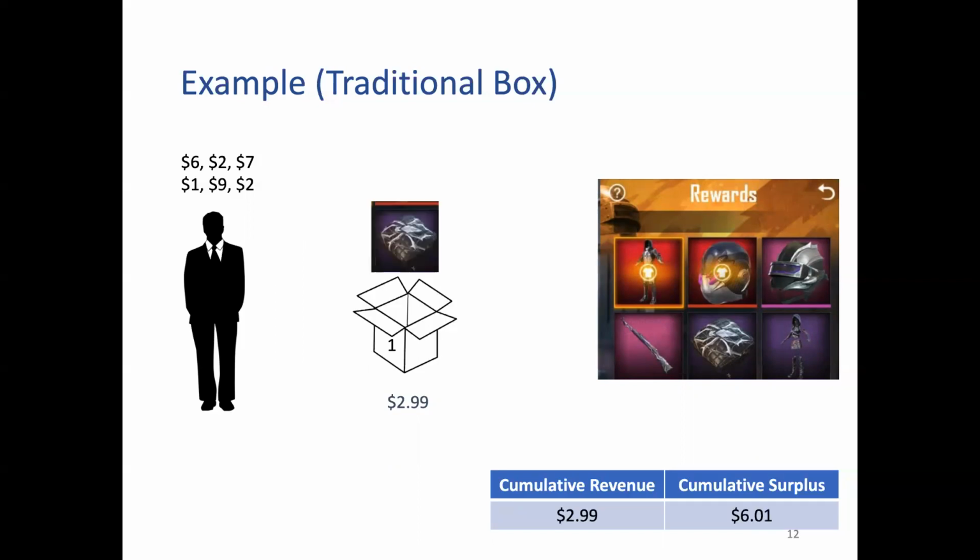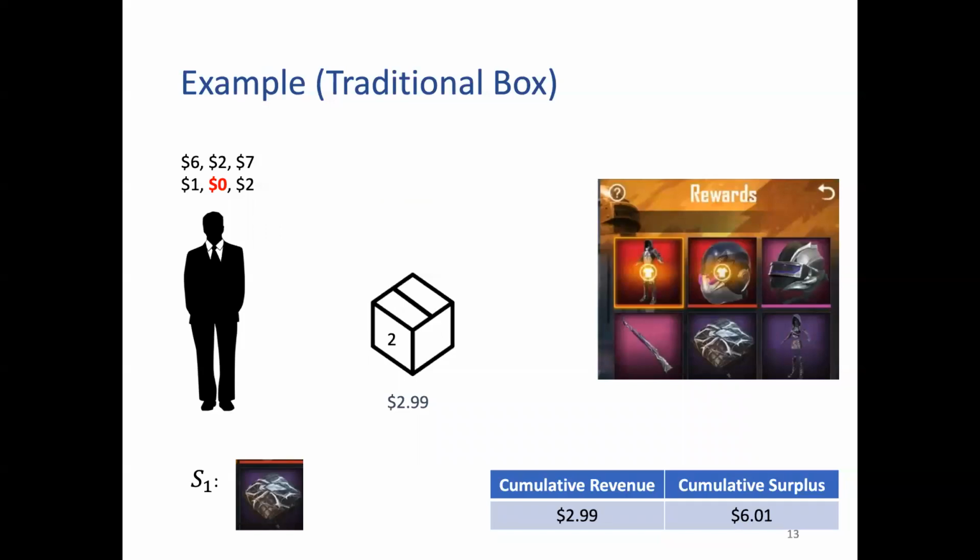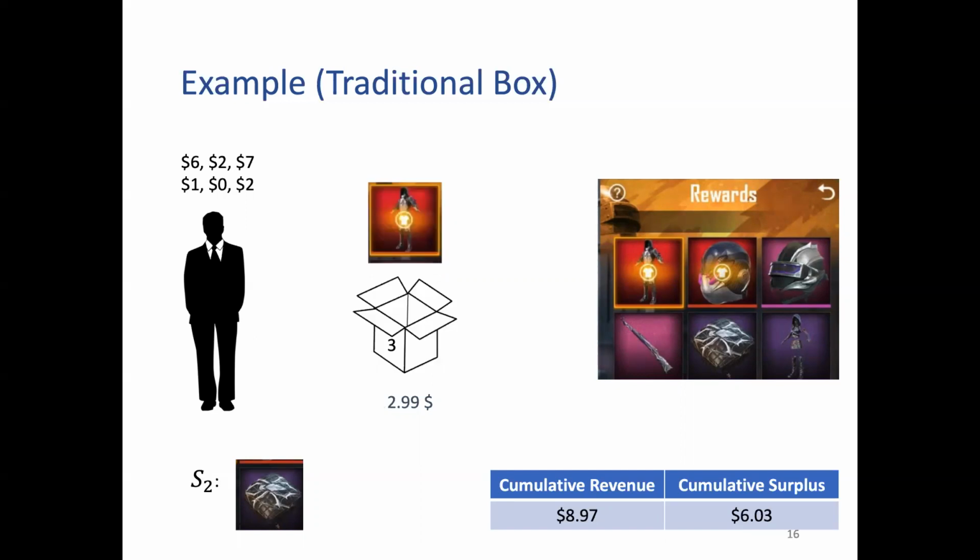And this time he got a code. So when he faces the second box, he has this code in his inventory set, and his valuation to this code drops to 0. So in this case, his valuation to the second box is $3, which is still greater than $2.99. So he will purchase the second one. And this time, unfortunately, he received a duplicate. So when he faces the third box, everything remains the same, and he will purchase the third one. And in this case, he's lucky and he got a new item.